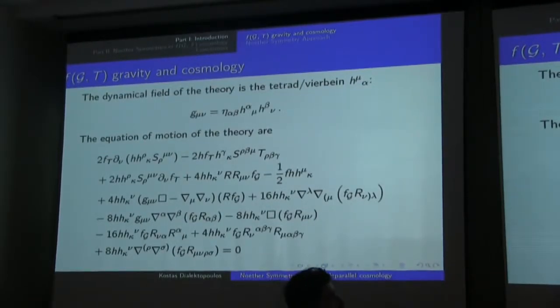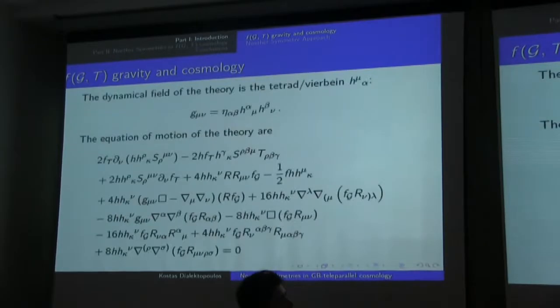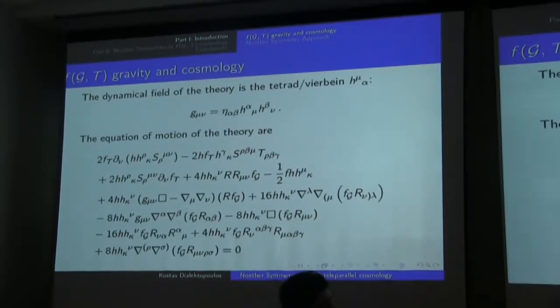Just for completeness, I put the equations of motion here. In fact, if we vary this action with respect to the dynamical field, which is the tetrad, we get these equations of motion. But we're not going to use them because, in fact, they are useless as they are. You can see it by yourself. If the f of R gravity equations, which were shown before, cannot be solved analytically, this cannot be for sure. You cannot do anything.